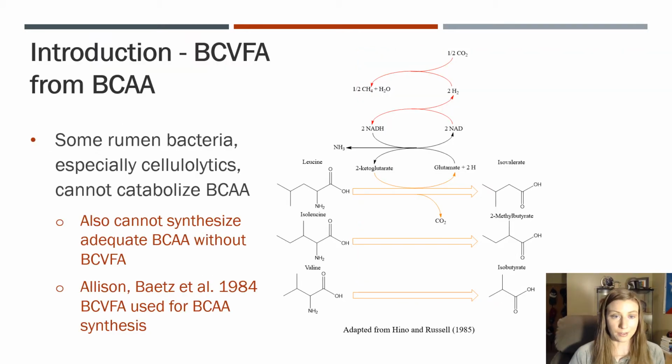Branched-chain volatile fatty acids are formed by the degradation of branched-chain amino acids. This process is shown here on the right, with leucine being broken down to isovalerate, isoleucine being broken down to 2-methylbutyrate, and valine being broken down to isobutyrate. Now, some bacteria, cellulolytics in particular, are not able to perform this process themselves, and they rely on branched-chain volatile fatty acids to synthesize their own branched-chain amino acids since they cannot break down branched-chain amino acids or uptake them, and they cannot make branched-chain amino acids from pyruvate.